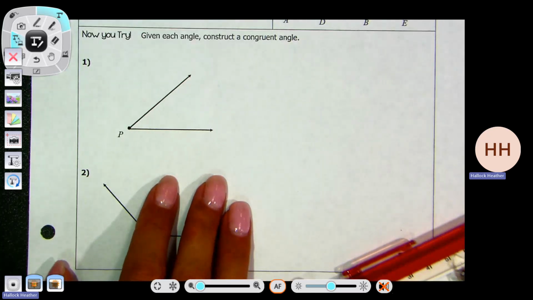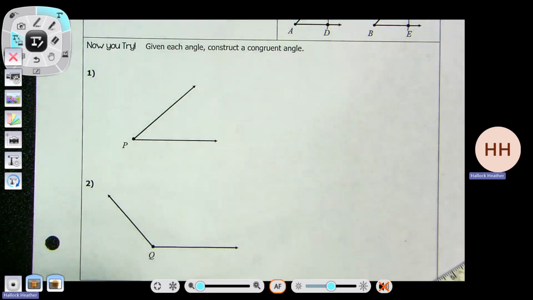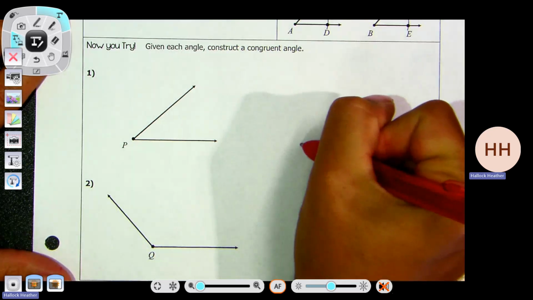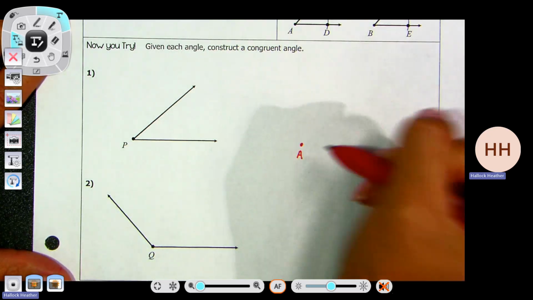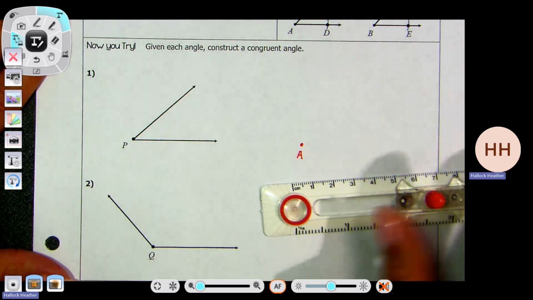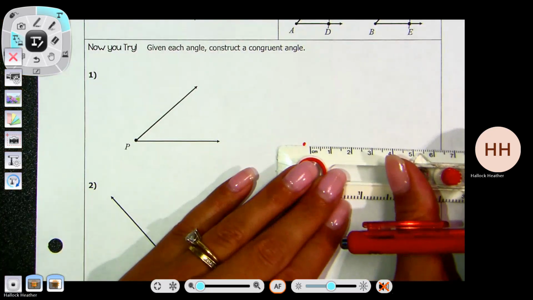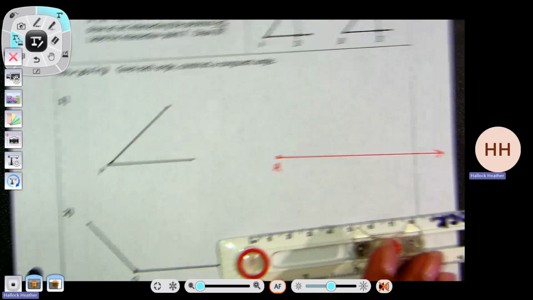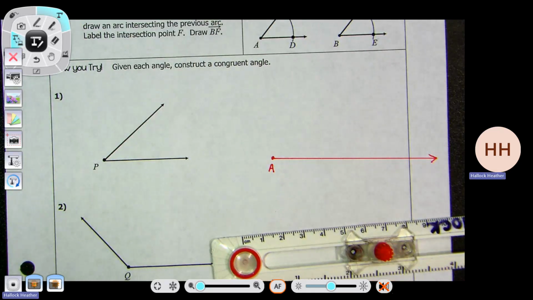Number 1, first thing we're going to do, we have angle P. We're going to start by making a point off to the side. I'm going to call it point A. First step, I'm going to draw a ray leaving point A and going to the right. Mine was really long, doesn't really matter. You just want it the same size or longer. I always try to do it longer than the original. So you have a ray. Step 1, done. We have a point, we have a ray.